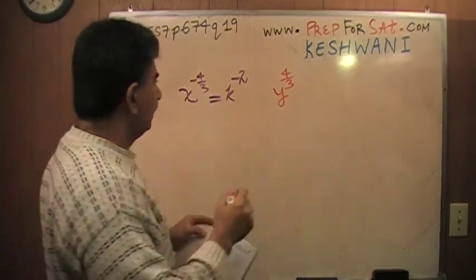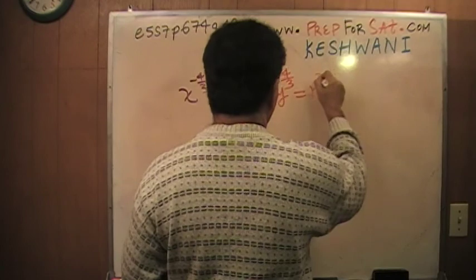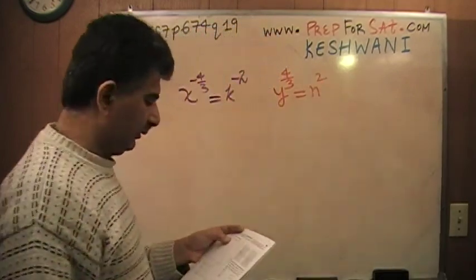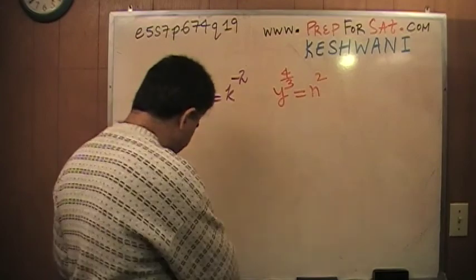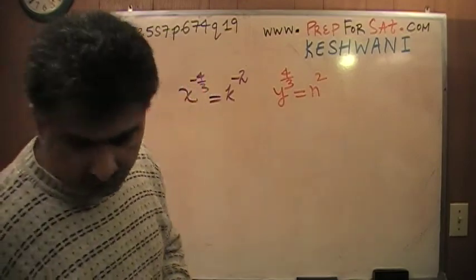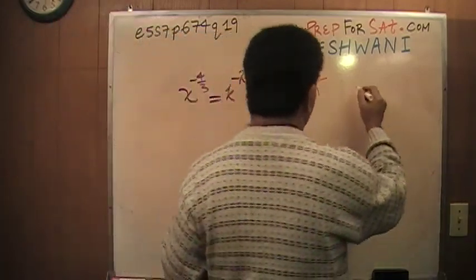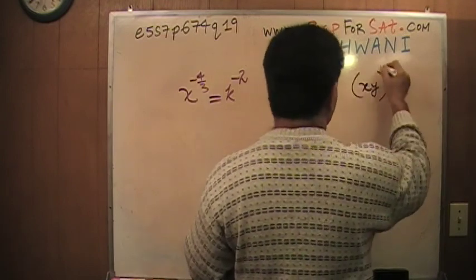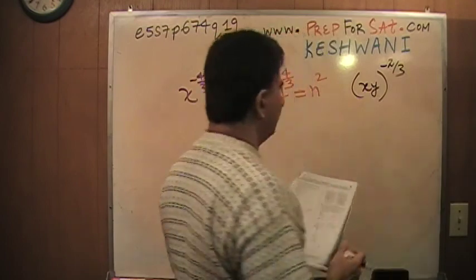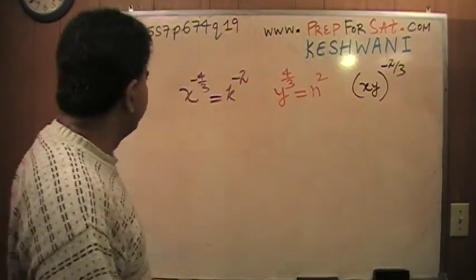Y raised to 4/3 equals n raised to second power. The question simply is, what is the value of x times y raised to negative 2/3. So let's do it.